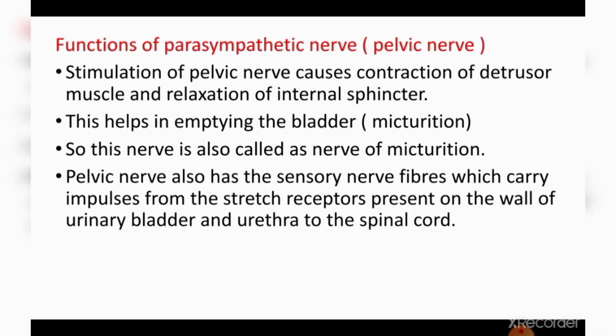So moving on to the functions of the parasympathetic nerve called the pelvic nerve. Whenever the pelvic nerve is stimulated, it causes contraction of the detrusor muscle and relaxation of the internal sphincter. That is quite opposite to the hypogastric nerve. So you can imagine that contraction of the detrusor muscle and relaxation of the internal sphincter will result in voiding of urine. Whenever the detrusor muscle is contracted and the internal sphincter is relaxed, urine will enter the urethra from the urinary bladder as the internal sphincter is relaxed.